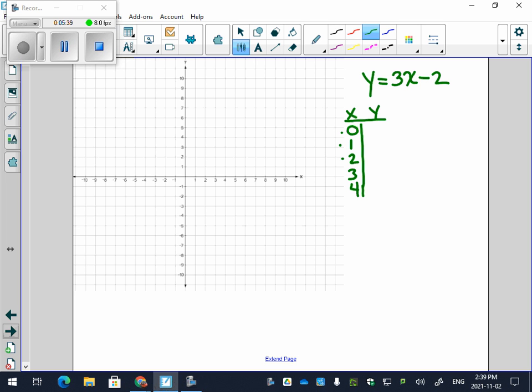Now remember, we're trying to figure out what y is, because that's what we don't know here. And in order to do that, we're going to substitute all of those in. So in the first one, y is equal to 3x minus 2. We simply take that first x value and substitute it. We show substitution with brackets. And what that is, is 3 times 0 minus 2.